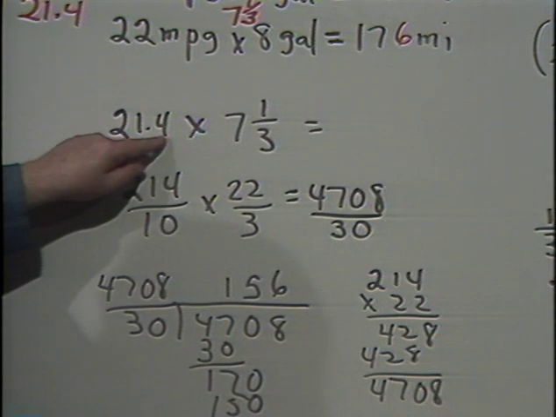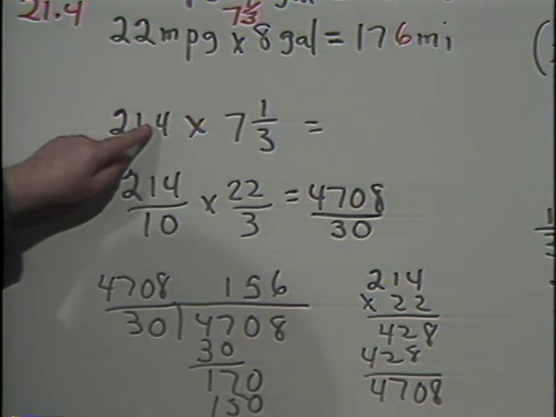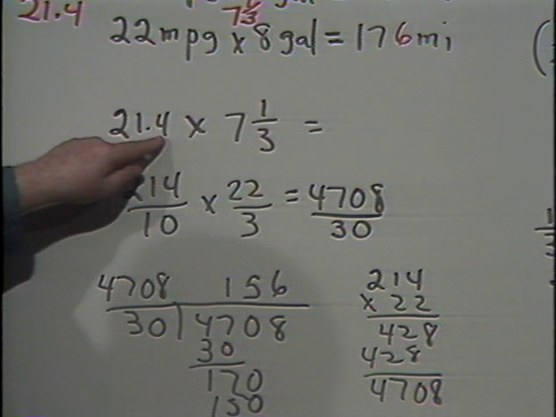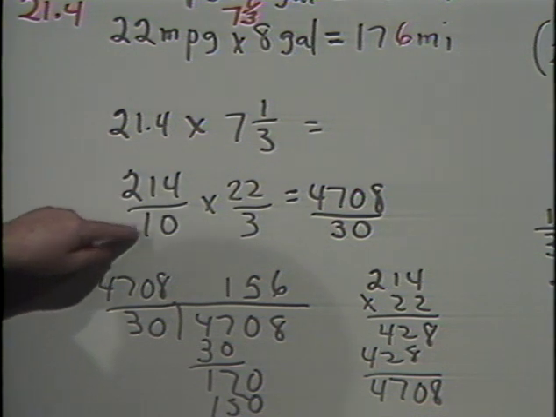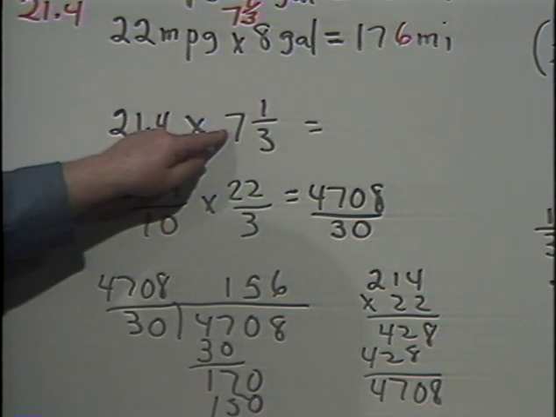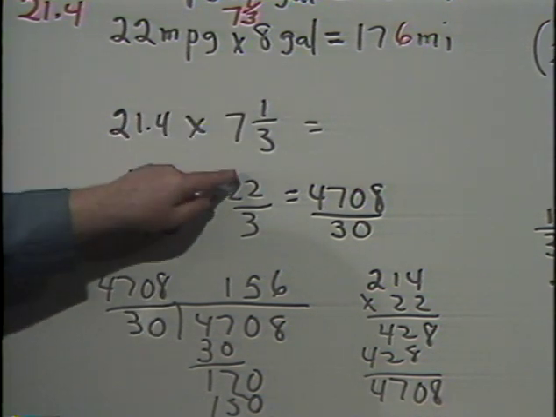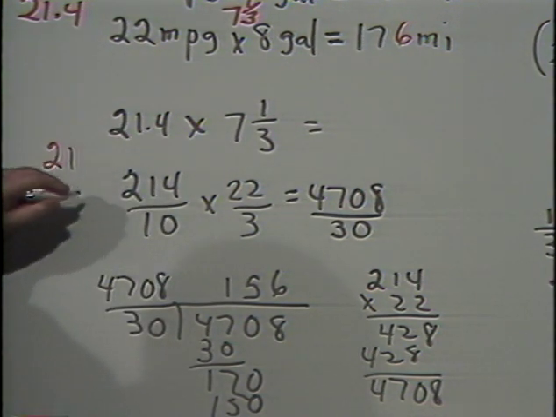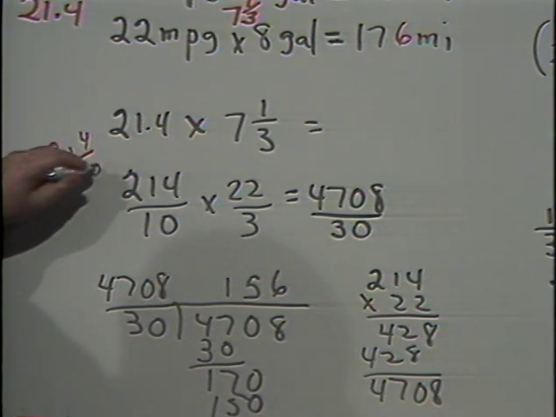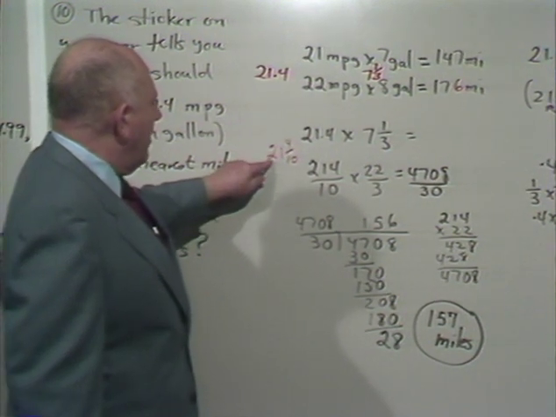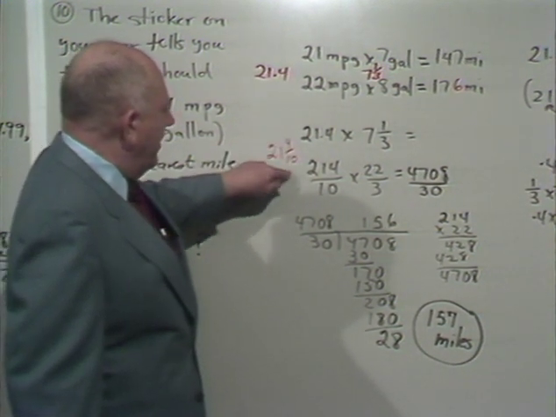See, I take 21.4. Without the decimal point, that would be 214. 214 what? There's one digit to the right of the decimal point, so the label is tenths. So 21.4 is 214 tenths. 7 1/3 is what? 3 times 7 is 21, plus 1 is 22. That's 22 thirds. And by the way, if you don't like my method, do it this way. Say 21.4 is 21 4/10.